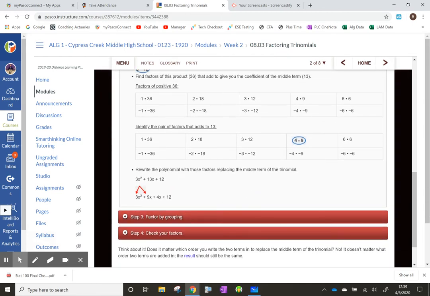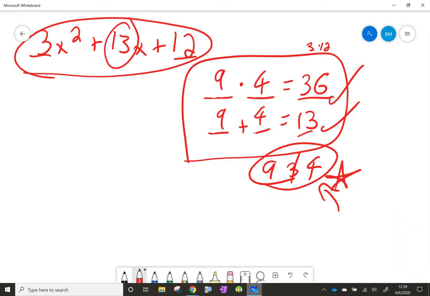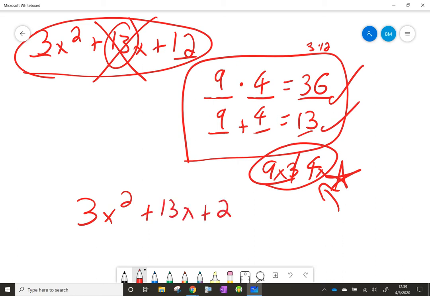All right, so let's explain what they're going to do with the 9 and the 4. The 9 and the 4 are going to become x terms that replace the original 13x. So remember, our original polynomial is 3x squared plus 13x plus 12. Well, now we're going to replace the 13x. We're going to take it out, and in its place, we're going to put these two terms. So it'll look like this.